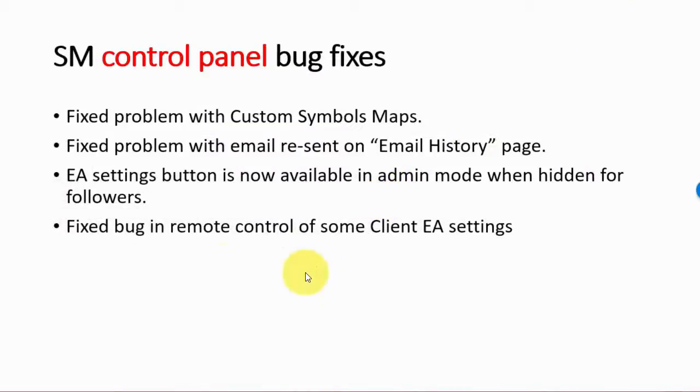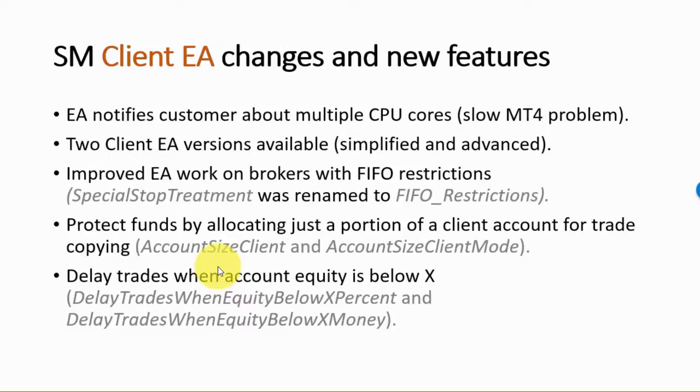Okay, so the next thing is that I fixed a bug in some remote control of client EA settings. So there were a few parameters that you couldn't control. They didn't work well, so I fixed that. Okay, so next let's take a look at the client EA changes and the new features that I've added.